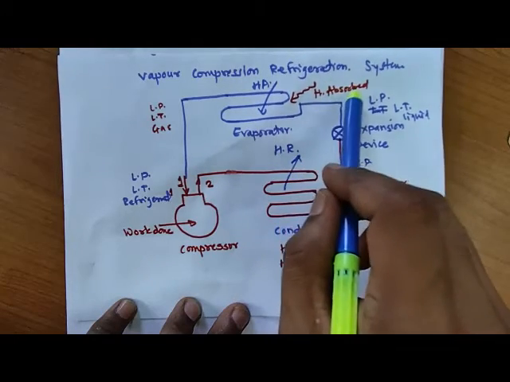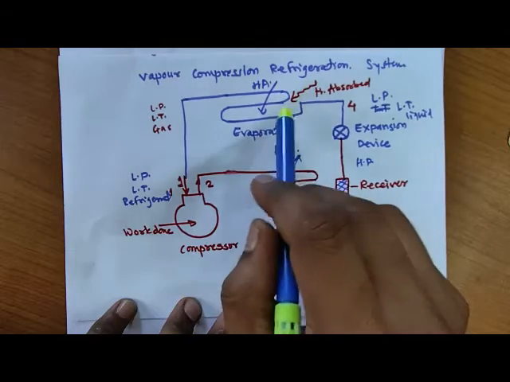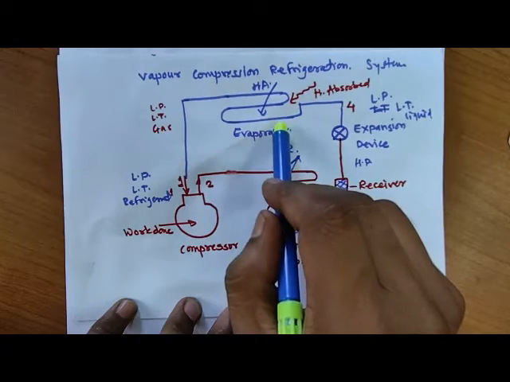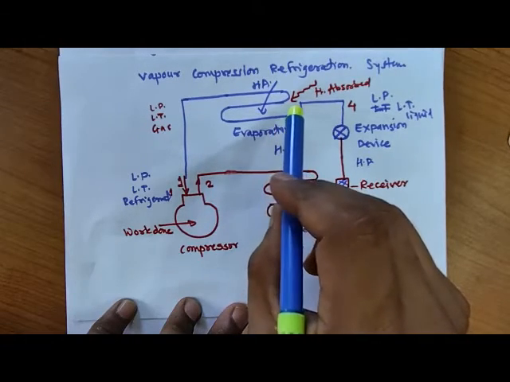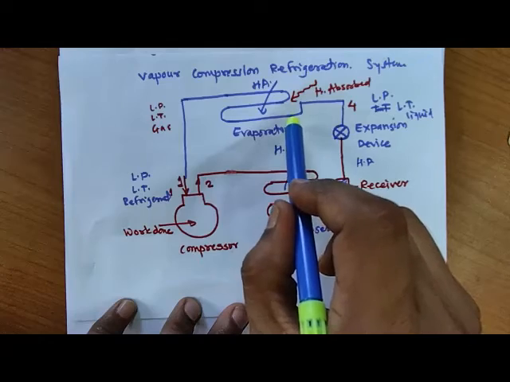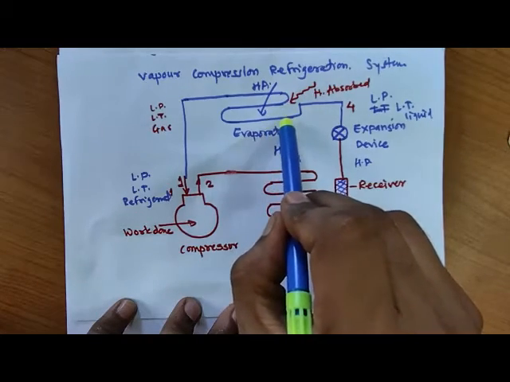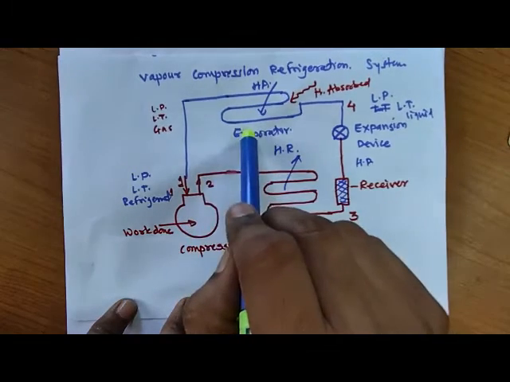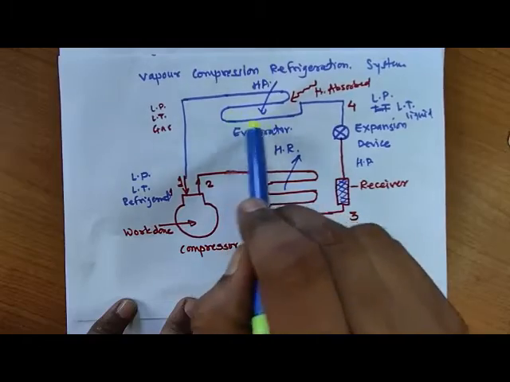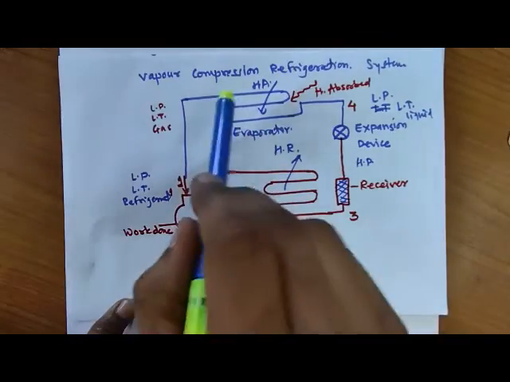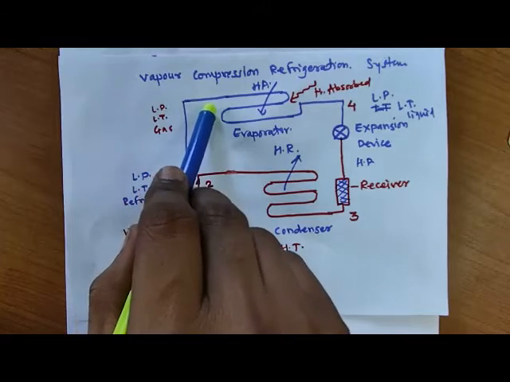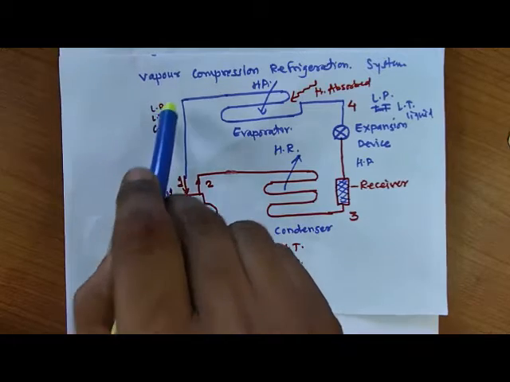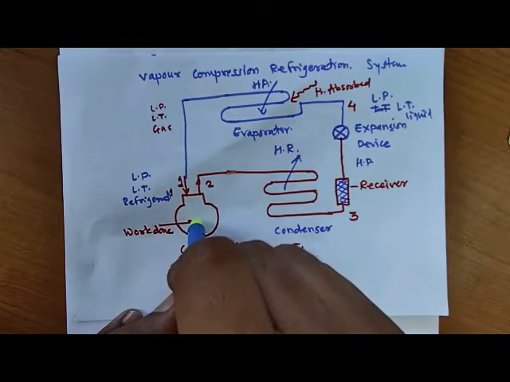Here heat is absorbed by the refrigerant, which is available at low pressure and low temperature, in the form of latent heat of evaporation. After absorbing that latent heat, the liquid refrigerant converts into gas refrigerant. But this process is at constant low pressure and constant low temperature. Now at the outlet of the evaporator we have low pressure, low temperature gas refrigerant. That we supply to the compressor again.